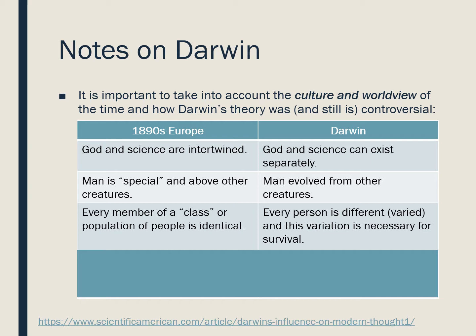In Europe, every member of a class or population of people is identical, but Darwin said every person is different or varied. We have lots of variation and it's necessary for our survival. If everybody had the same traits and something came through, everything would die. Like with the bubonic plague, some people were just more immune to it than others, and so it wiped out a great many people who weren't, but those who were immune were able to survive.